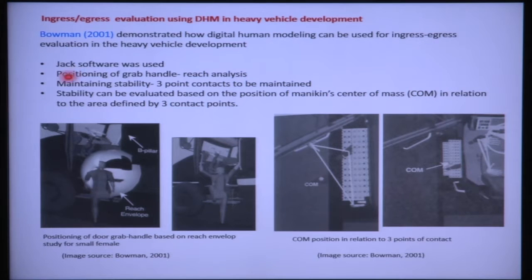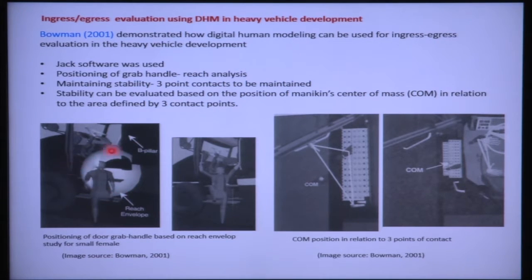Baumann demonstrated positioning of the grab handle for reach analysis. In that vehicle, a person or driver is going into the driving cabin, so where should that grab handle be positioned? For that purpose, they evaluated the reach, two types of reach. One is this type, where they created a reach envelope.